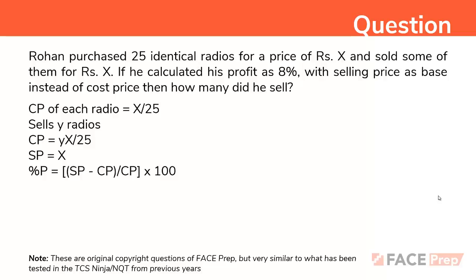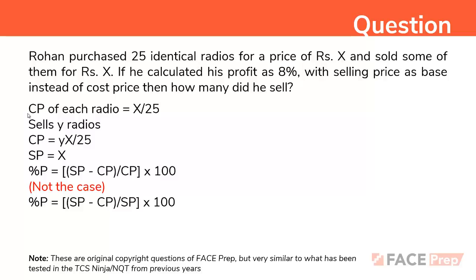But observe the thing given here with selling price as the base. Now look at this one. Our base here is SP minus CP whole divided by CP. He has not calculated profit based on the CP. He has calculated keeping the base as selling price. So instead of CP in the denominator it should be SP. So for sure this is not the case. We are applying some wrong formula. Let us apply the formula which he has used to calculate his profit.